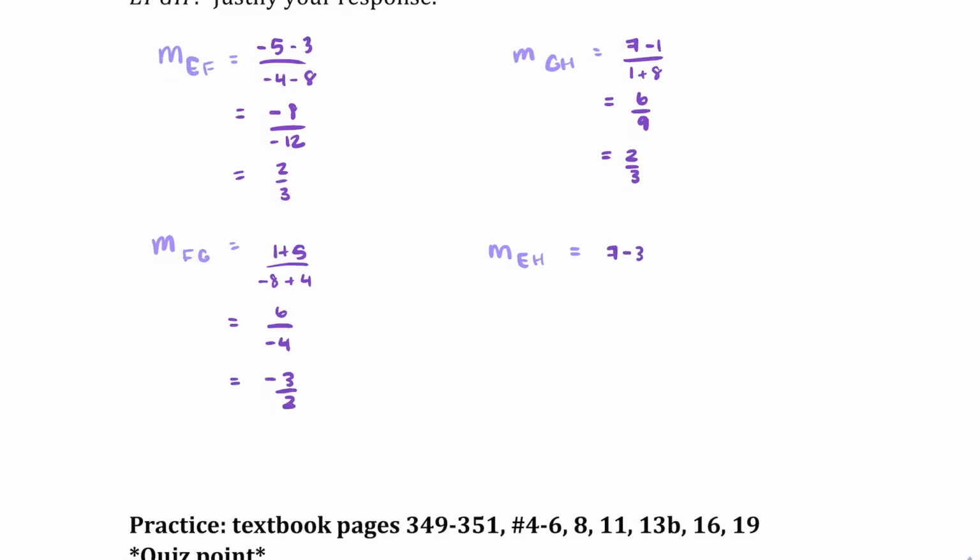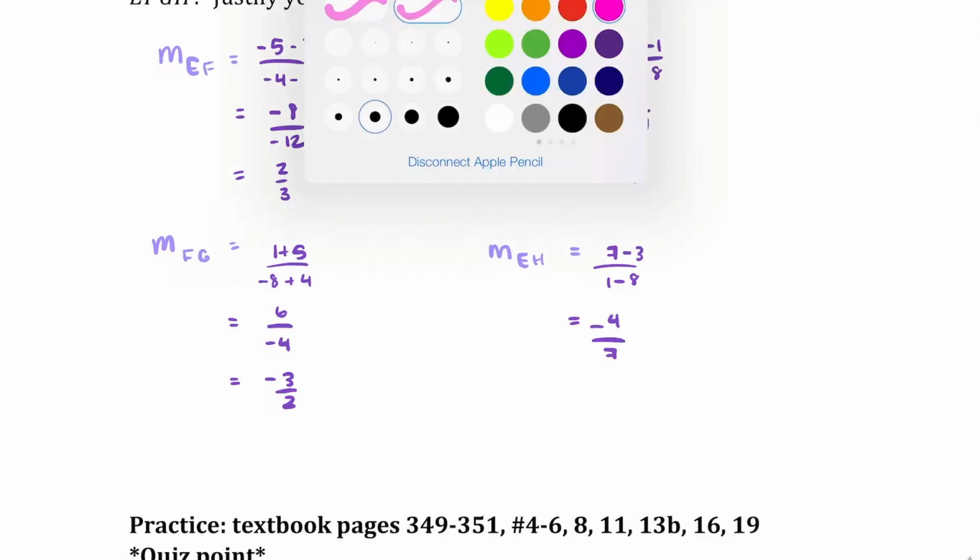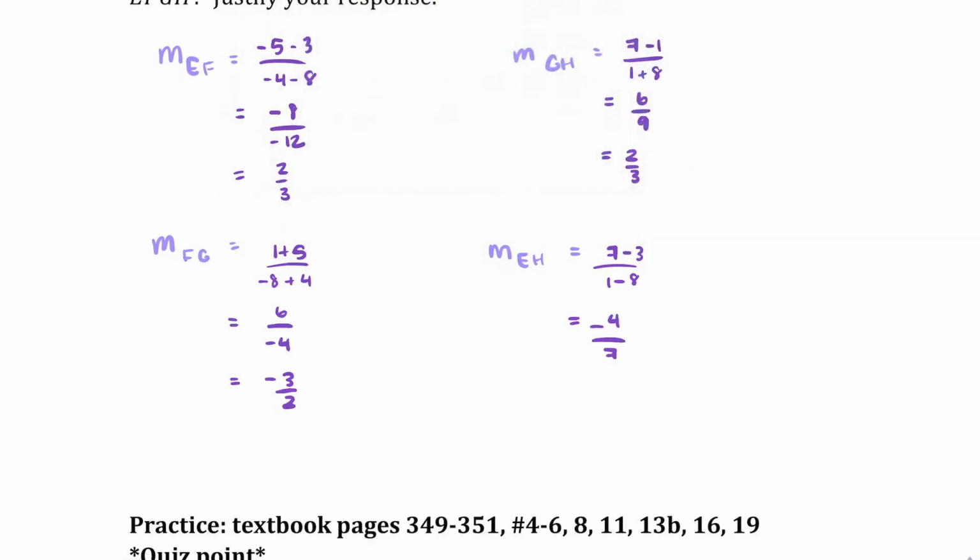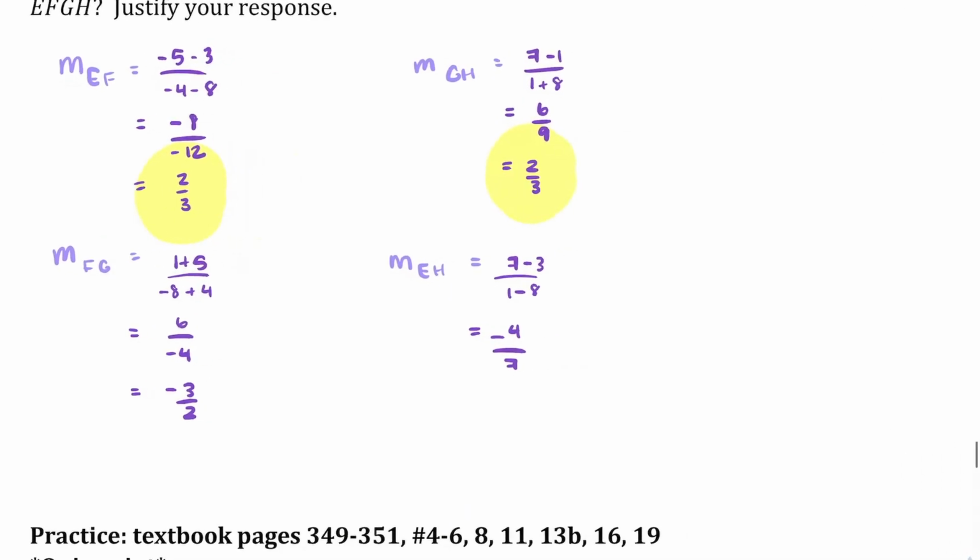And here, we get 7 minus 3 over 1 minus 8, which reduces to 4 over 7, and that is negative. Look what we have here. Let me highlight it for emphasis. We've got 2 slopes that are the same! And then 2 other random slopes.